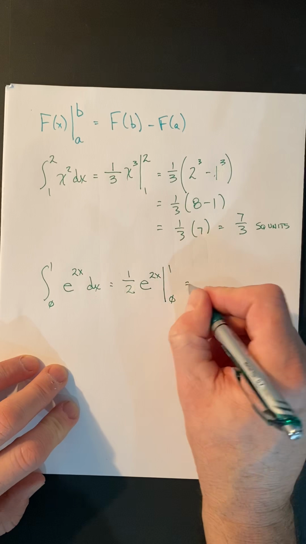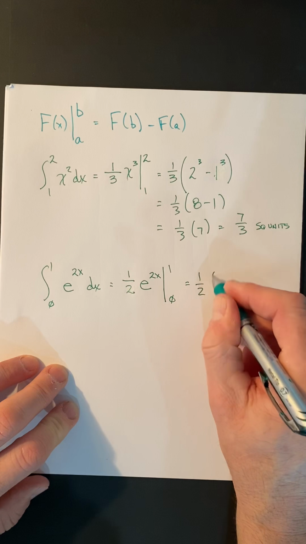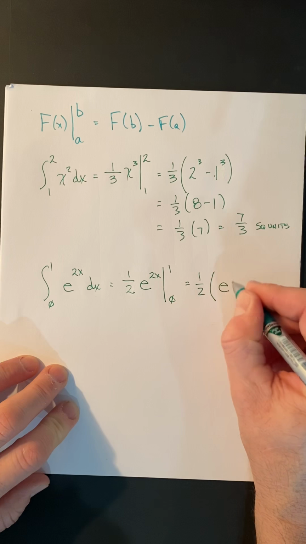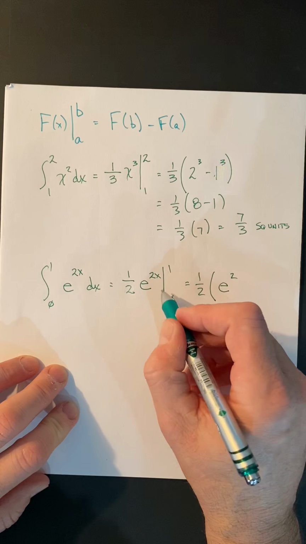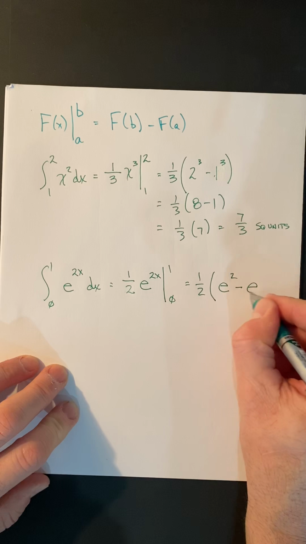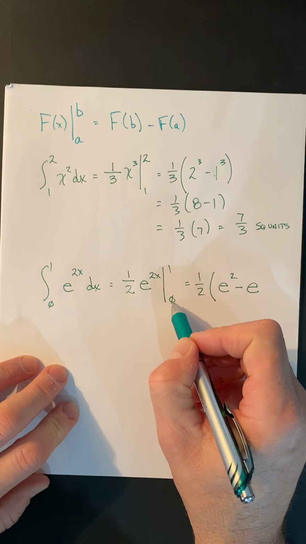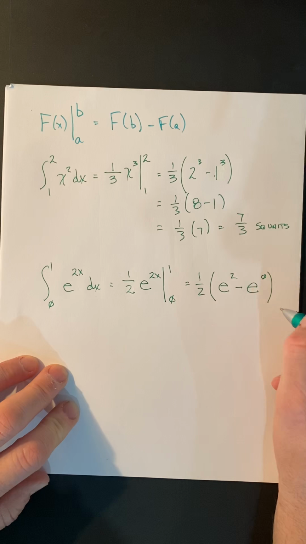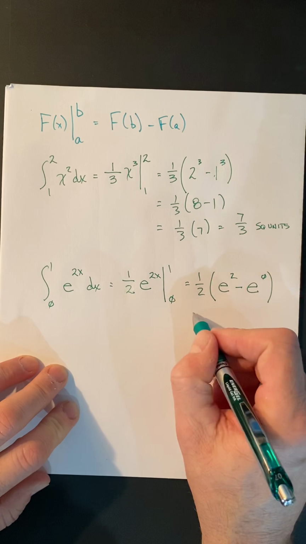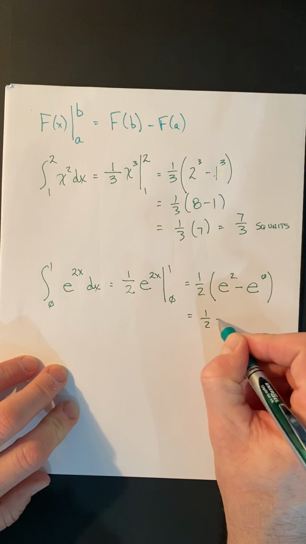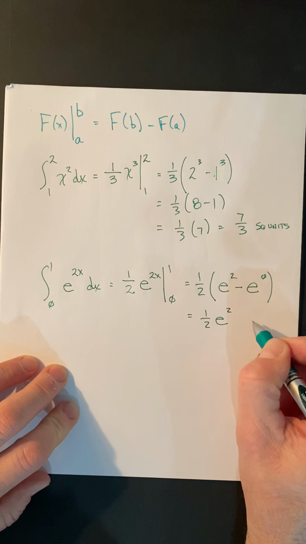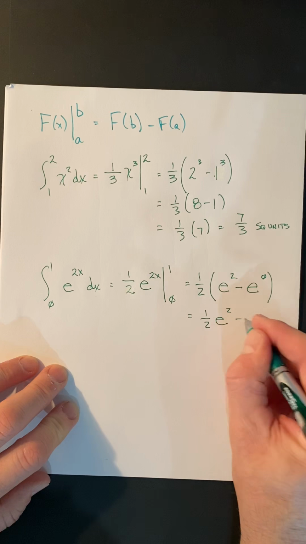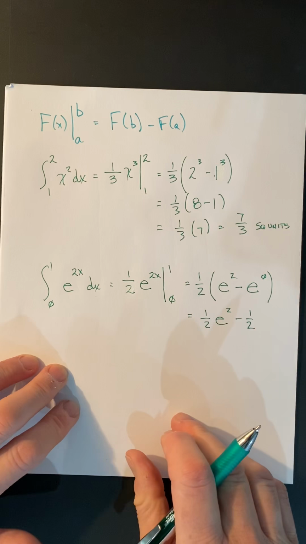So my result would be, I'll factor out the 1/2, and I'll have e to the 2x, x being 1, or e squared, okay, minus e to the 2x, well, x is 0 this time, so anything times 0 is 0, right? So what do I have here? I have 1/2 e squared. What's e to the 0? That's 1. So 1 times 1/2 is minus 1/2.